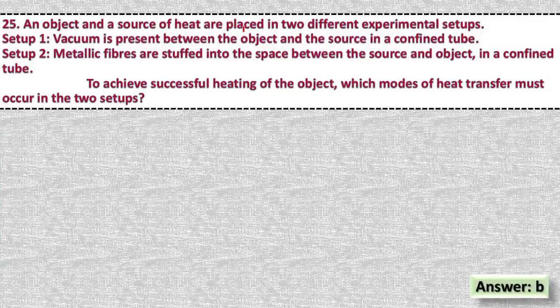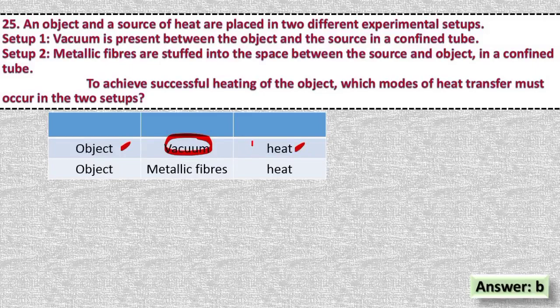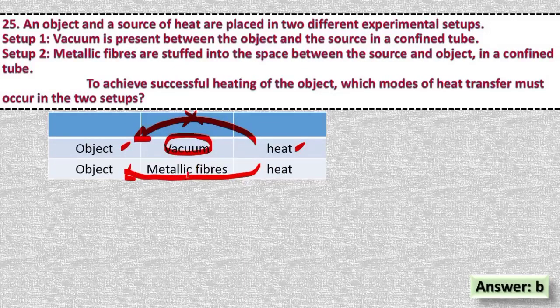An object and a source of heat are placed in two different experimental setups. Setup 1: vacuum is placed between the object and the source in a confined tube. Setup 2: metallic fibers are stuffed into the space between the source and the object in a confined tube. See, the heat will be transferred from one object to the other, but there is a vacuum in between. Here, if there is a vacuum, the heat will be transferred directly through radiation.